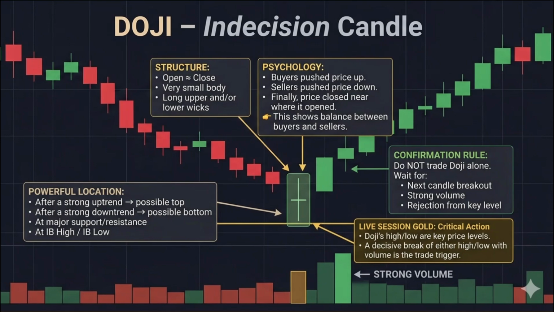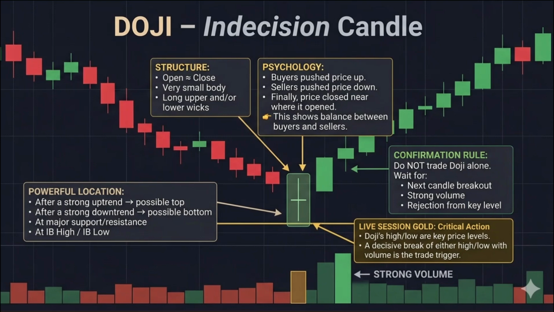So how does it work? Doji is most significant when it appears at the extreme of a trend. What I mean by extreme is whether it is overbought or oversold, or at a major support and resistance level. After a strong uptrend, it becomes a possible top, or after a strong downtrend, it becomes a possible bottom.